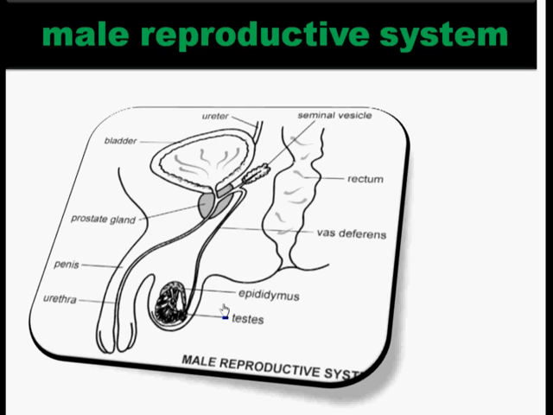18, right? Good. However, whenever a man is going to ejaculate, the sperm will travel from the epididymis along this tube called the vas what? Deferens. So the vas deferens carries the sperm from the epididymis all the way out of the what? The penis.